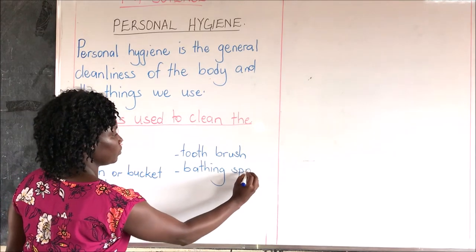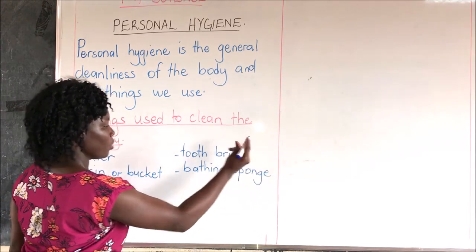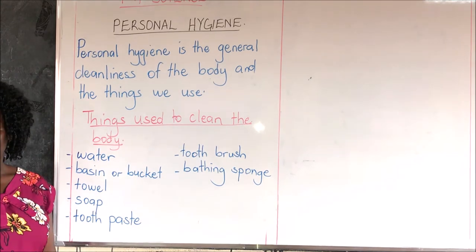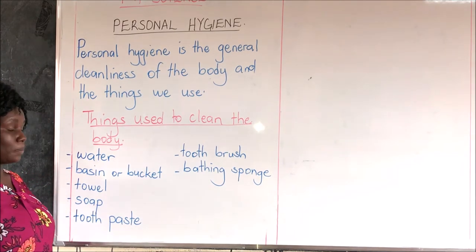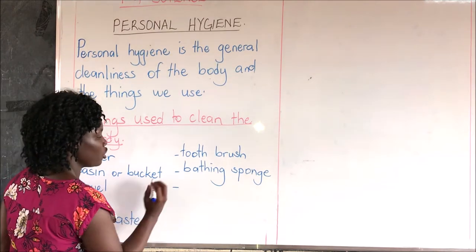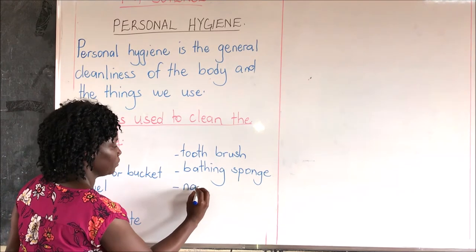Bathing sponge. Oh, that is bathing. So after that, we'll have fingernails. Remember, it is bad to have long fingernails. What do you use to groom fingernails? So you can use a nail cutter.